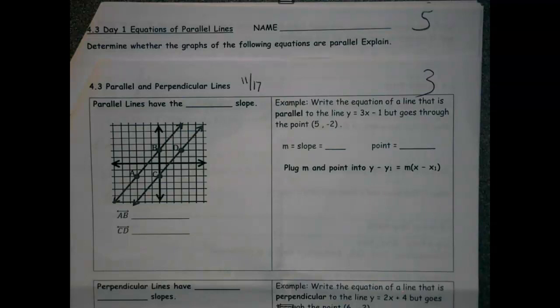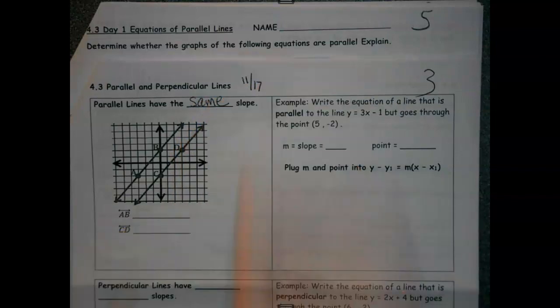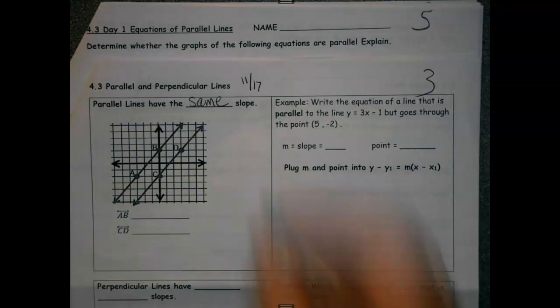So, parallel lines never cross because they have the same slope. So let's kind of put that to the test here. Line AB, remember when we're doing slope, rise over run.